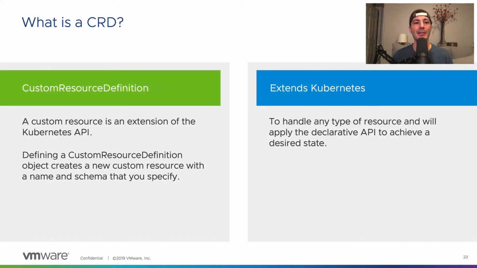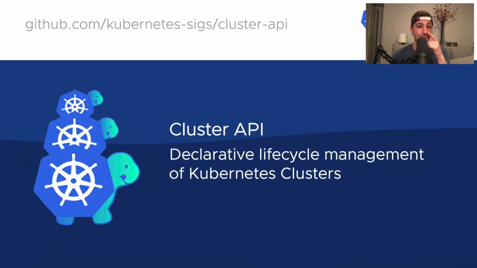Well, this happens because we create what are called CRDs, or custom resource definitions. This is just an extension of the Kubernetes API. We're now defining new objects that have a new name and a schema that we specify, and what we want to be able to do and how we want to extend Kubernetes. So we can actually make Kubernetes understand anything, and we can use the declarative nature of Kubernetes to have it iterate on whatever it is that we want to achieve that desired state. And this, again, is where Cluster API comes in.